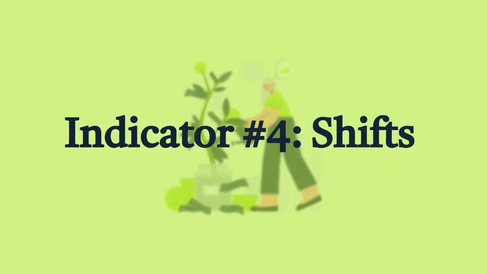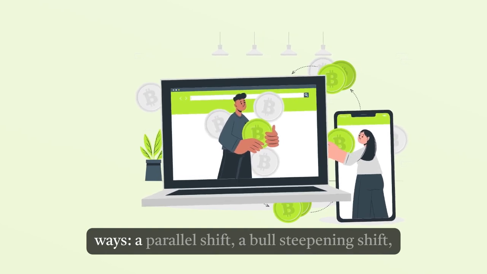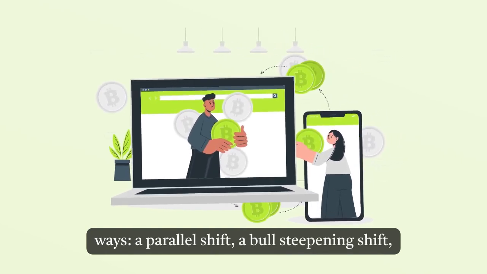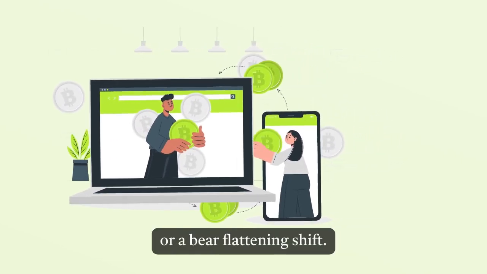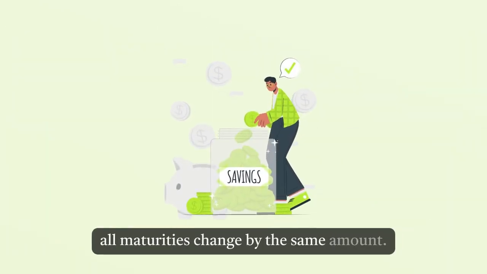Indicator number 4, shifts. The yield curve can shift in 3 different ways: a parallel shift, a bull steepening shift, or a bear flattening shift. A parallel shift means that interest rates for all maturities change by the same amount.